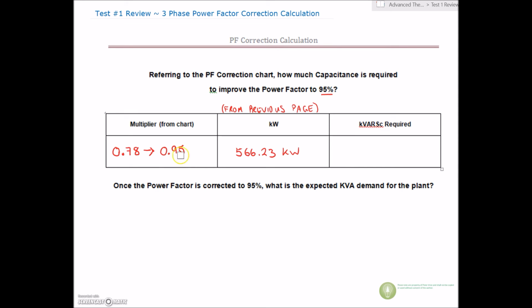Let's put that in a different color here so we can distinguish it. 0.473, and we're going to multiply that by 566.23 kilowatts.